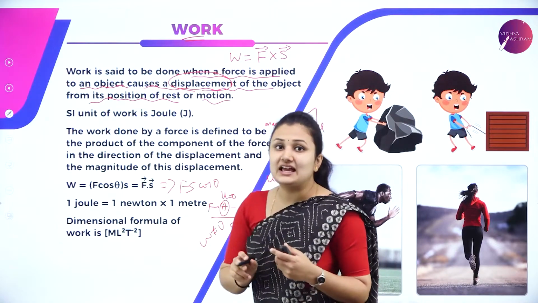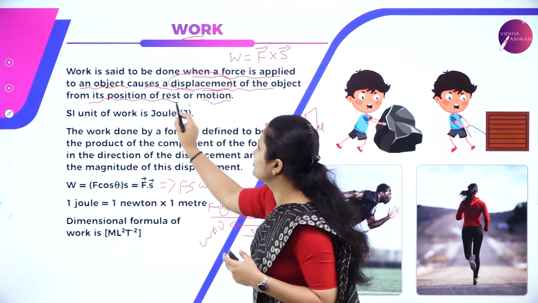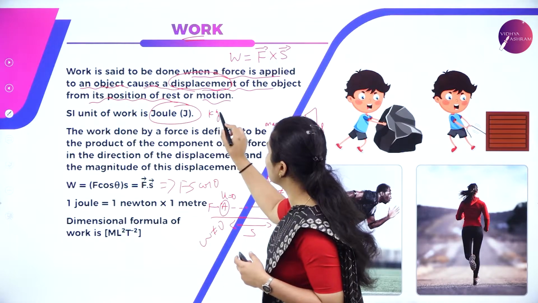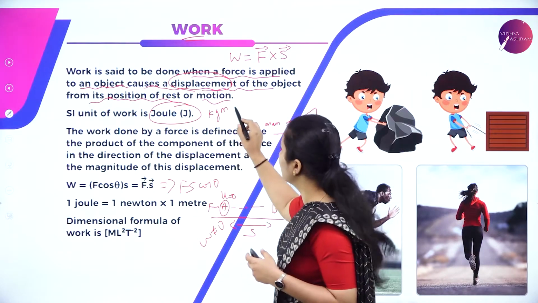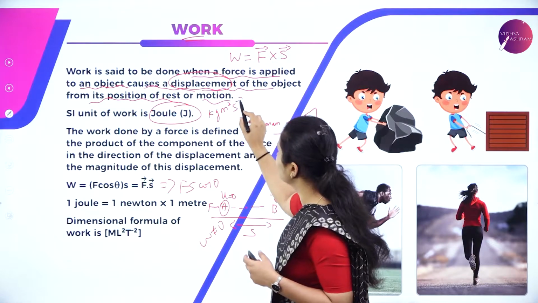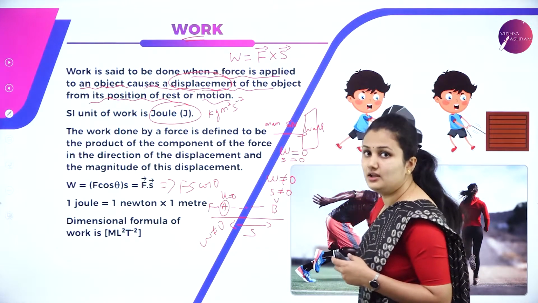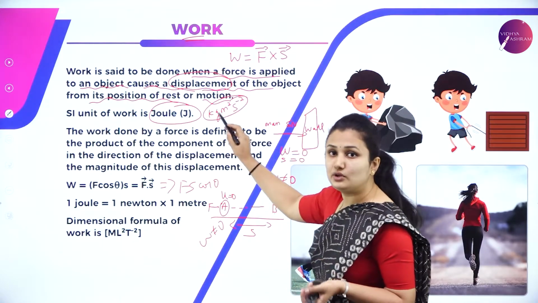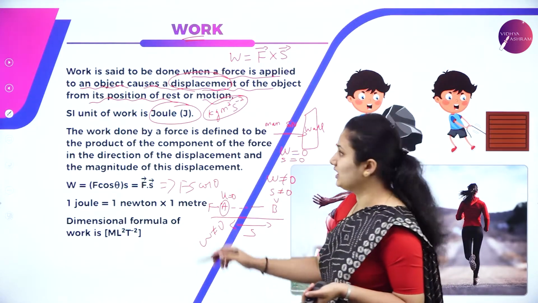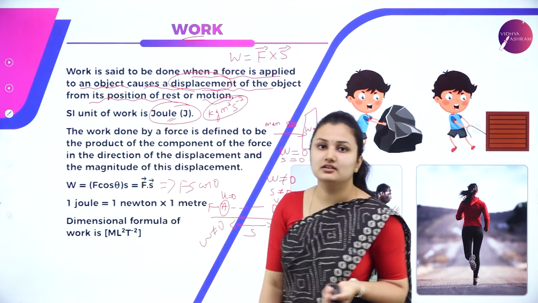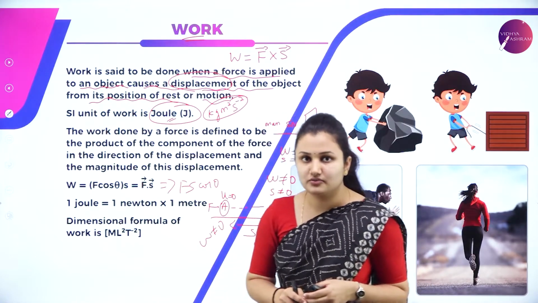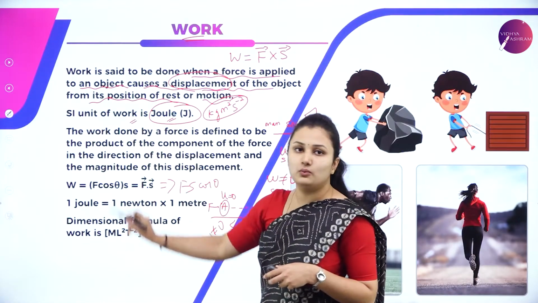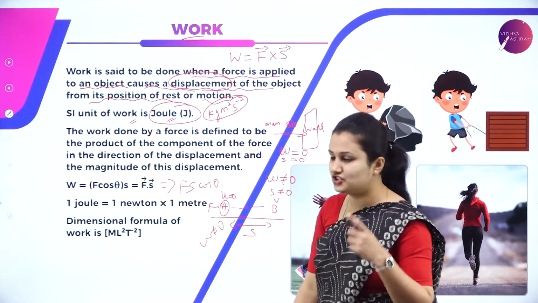The SI unit for work is joule. It is measured in joule, or it is also measured as kg meter square per second square. But commonly we don't use this as an SI unit. We use joule as a reference standard for measuring work, given by J.